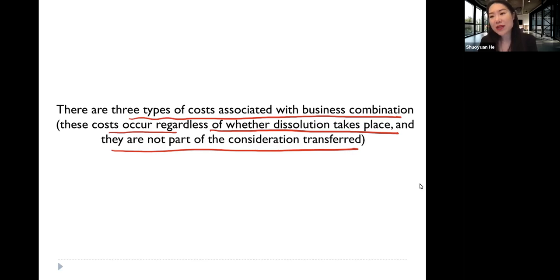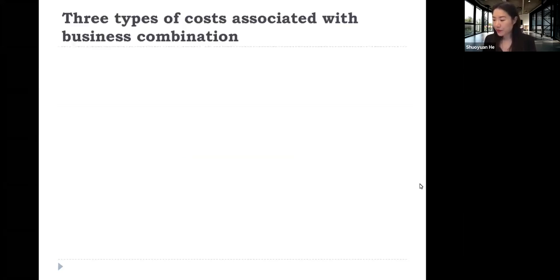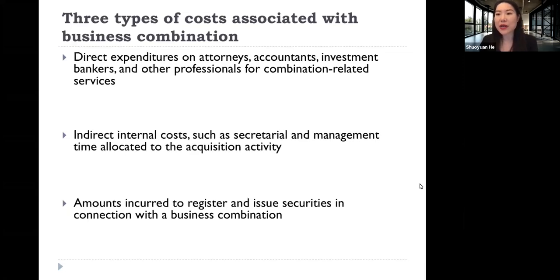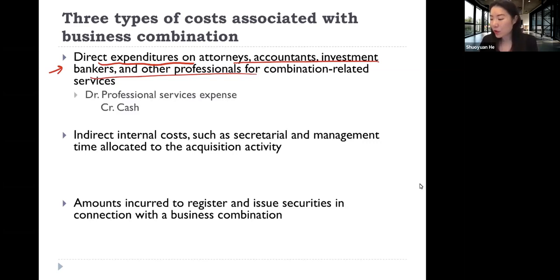No matter whether there's dissolution or without dissolution, the method we use to account for those three kinds of costs is the same. The first kind of cost associated with business combination: firms, when they engage in business combination, need to hire accountants, investment bankers, and other professionals like lawyers. So how do we account for the direct expense on those services provided by those professionals? The answer is we spend cash, right? So we credit cash and we debit professional service expense.